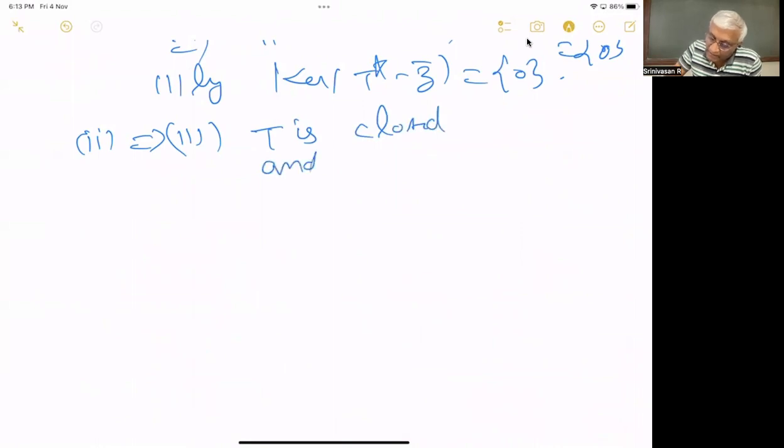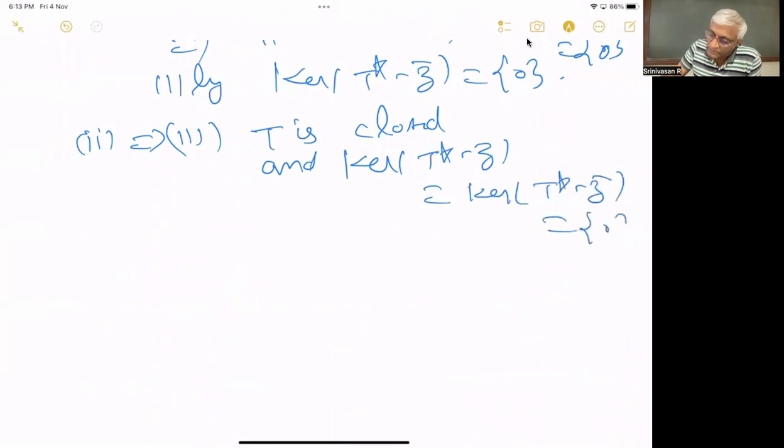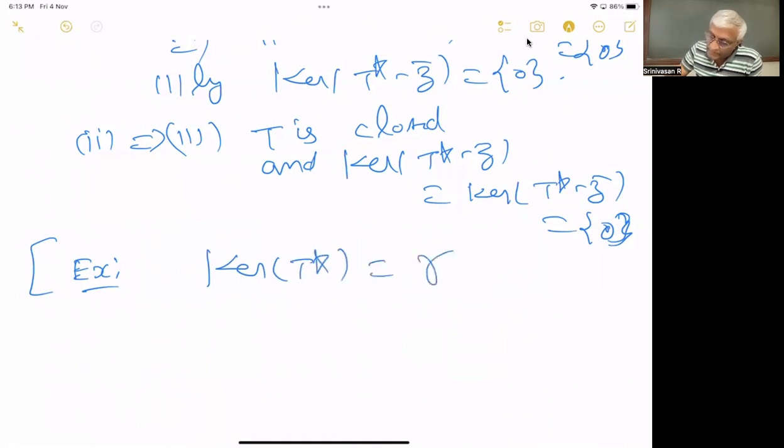And kernel of T star minus z equal to kernel of T star minus z bar equal to the singleton 0. Okay. Then, see, this is another exercise. Kernel of T star equal to... yeah, but kernel of T star need not be closed here.